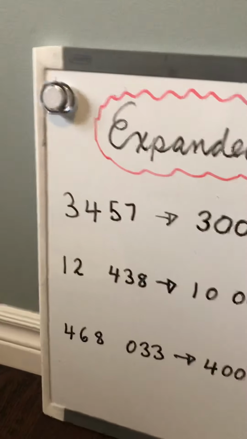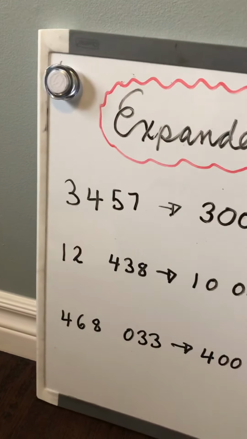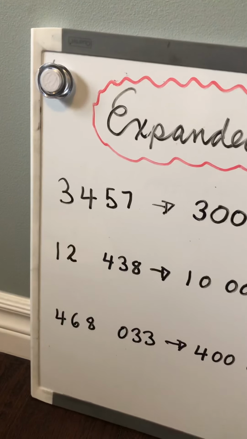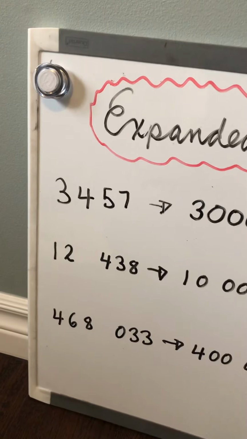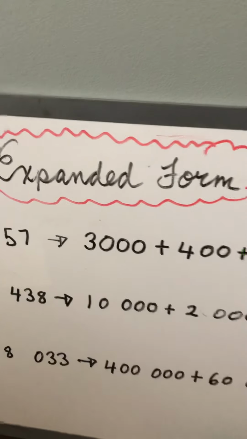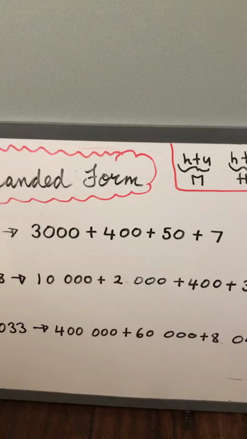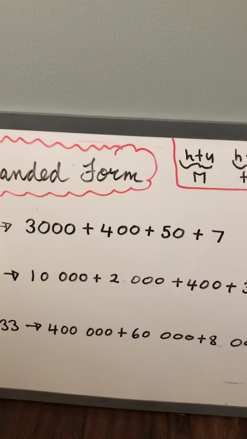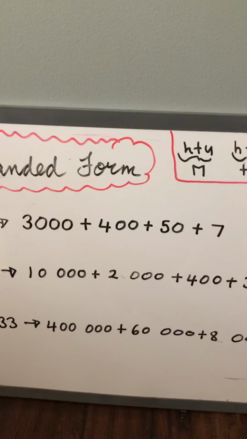Okay, so here we have 3,457, and that's written in standard form. But now they want us to expand it. So let's see how we expand that number. Now we would write it just like that. 3 thousands plus 400 plus 50 plus 7.